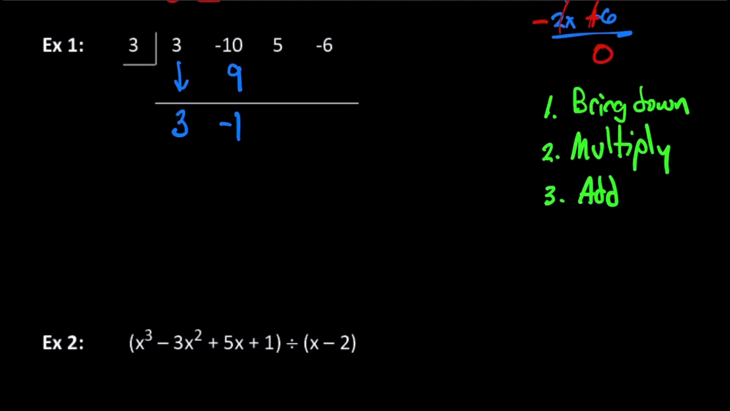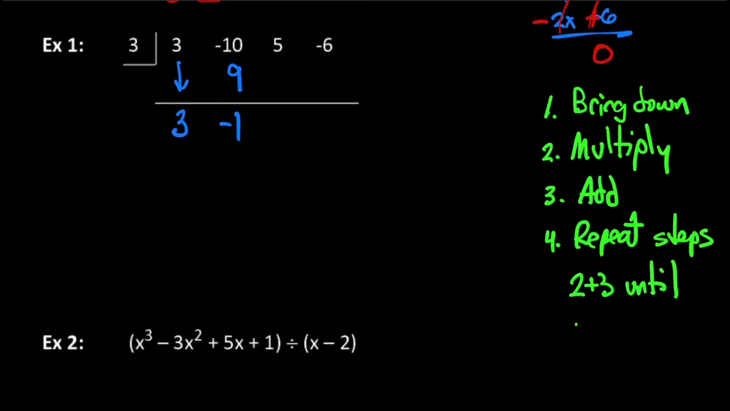And then step 4, repeat steps 2 and 3 until finished. So bring down, multiply, add. Multiply, add, multiply, add, multiply, add. You just keep going back and forth.